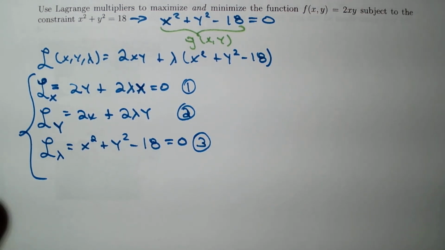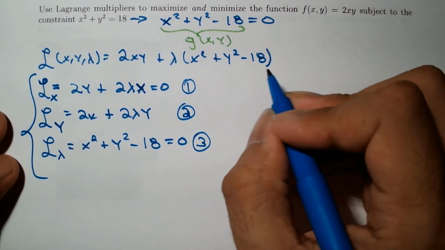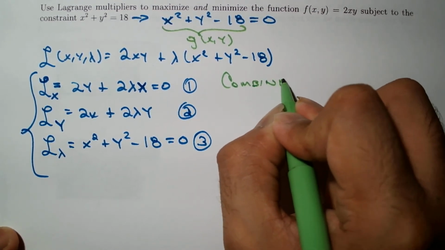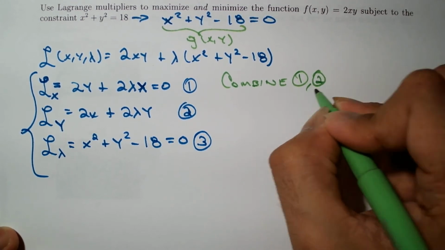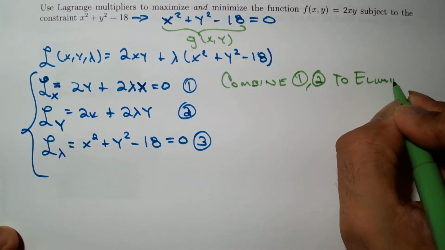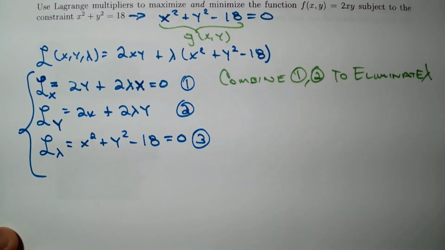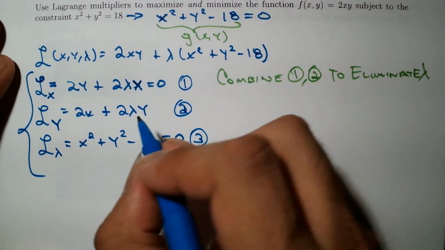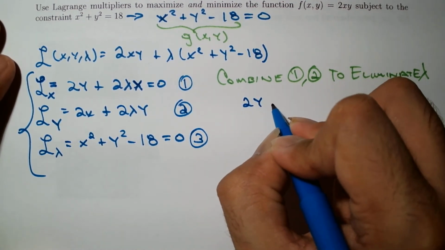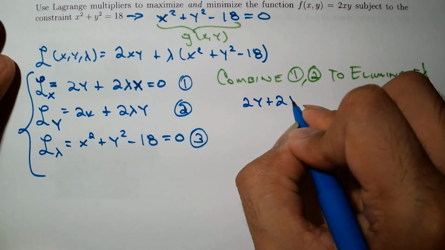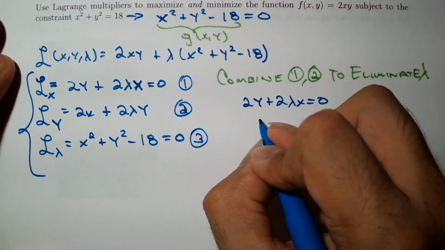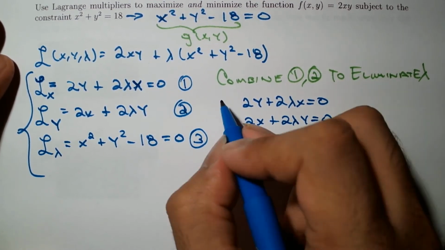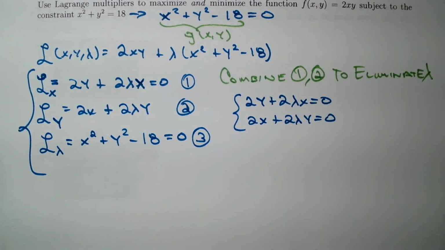Okay, so what we do next is I'm going to combine 1 and 2 to eliminate lambda. So let me write down 2y plus 2 lambda x equals 0, and 2x plus 2 lambda y equals 0. And this is a very interesting system of equations.